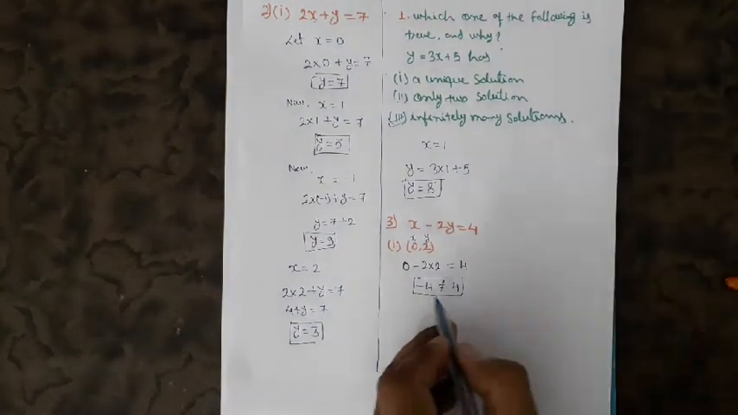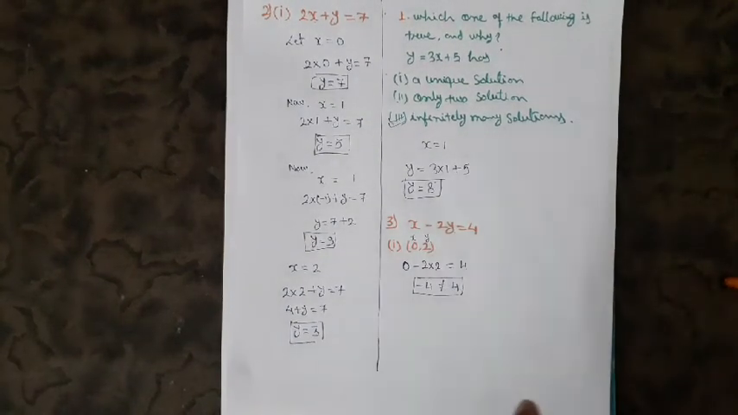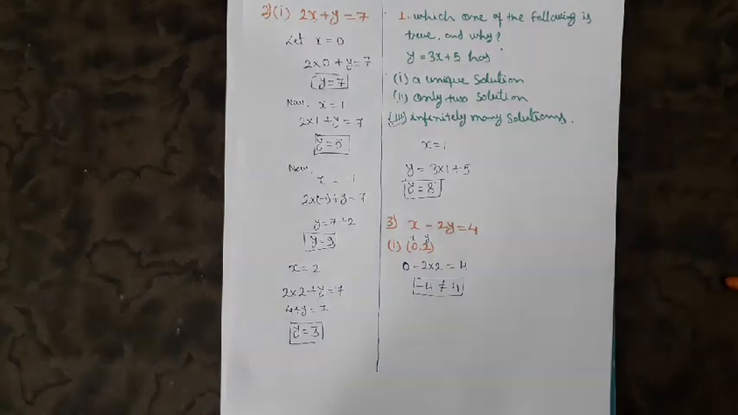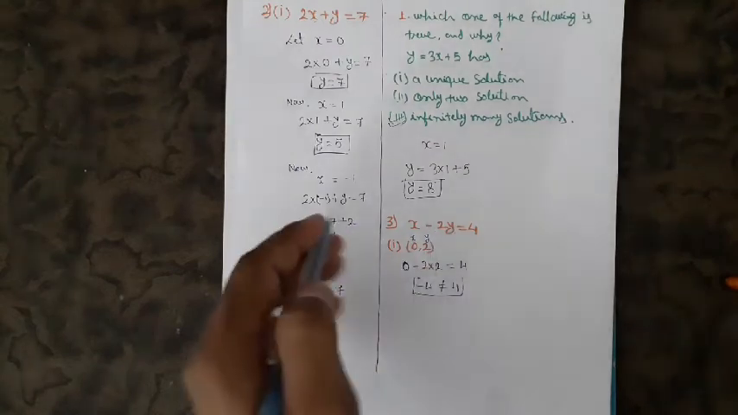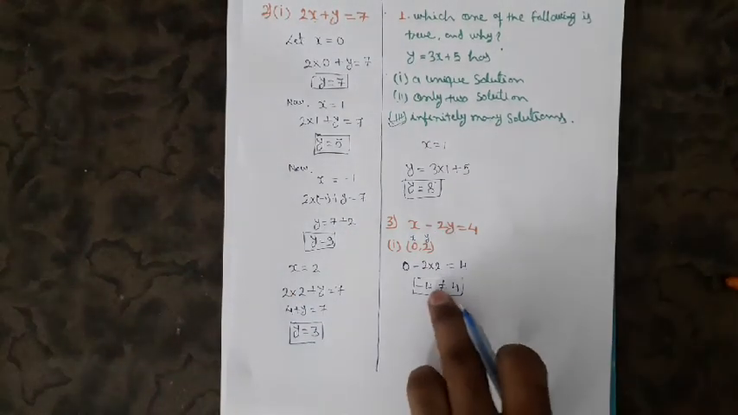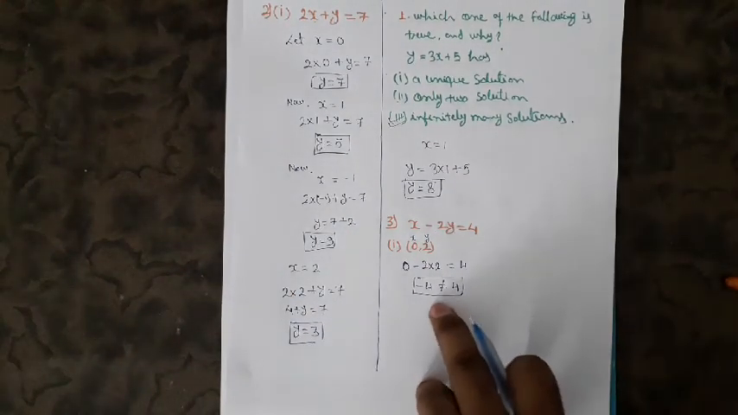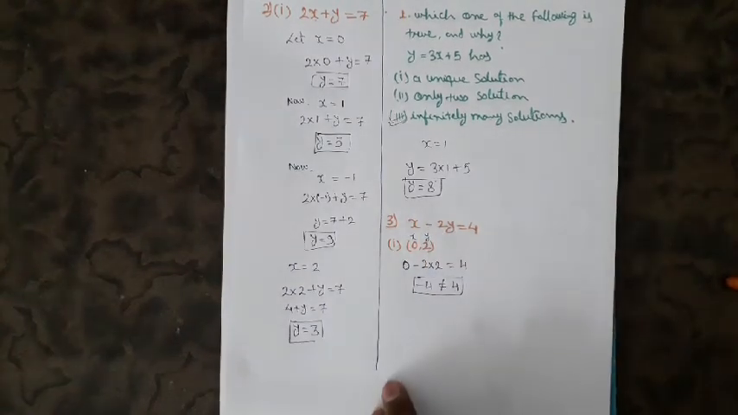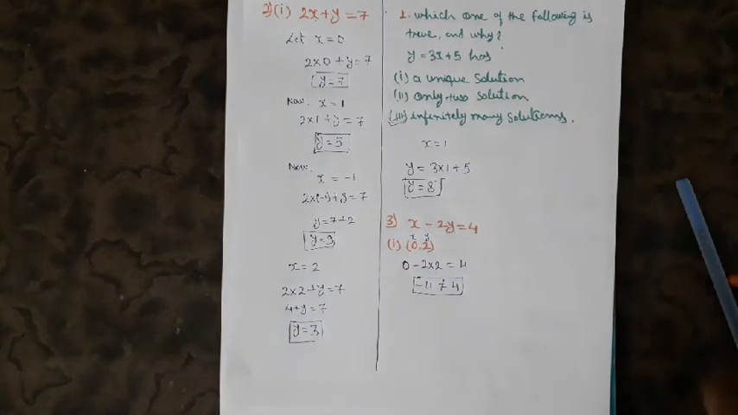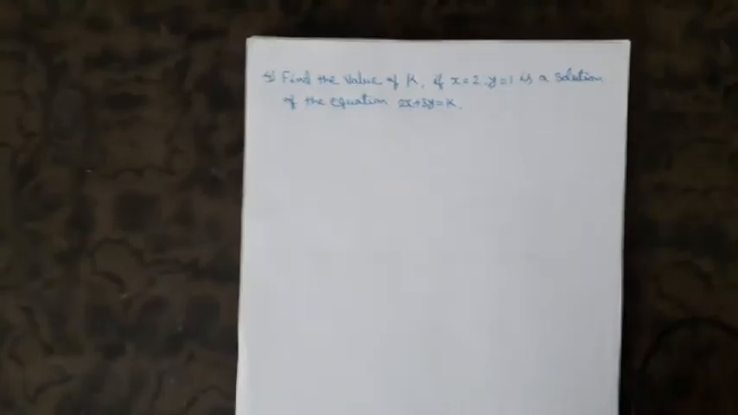See, if I get minus 4 equals minus 4, or plus 4 equals plus 4, meaning both sides are similar, then it would be a solution of the given equation. But here I didn't get the same value on both sides, that's why it is not a solution of the given equation. So the remaining questions you have to solve using this method. If you get any problem, go through the PDF we have provided.